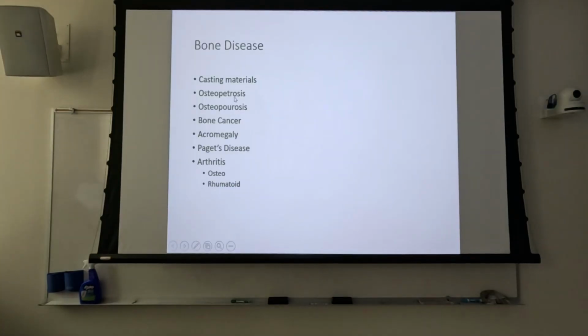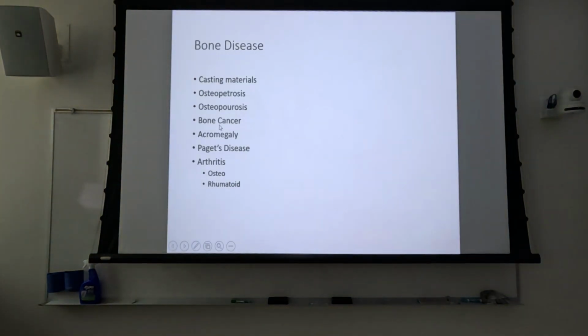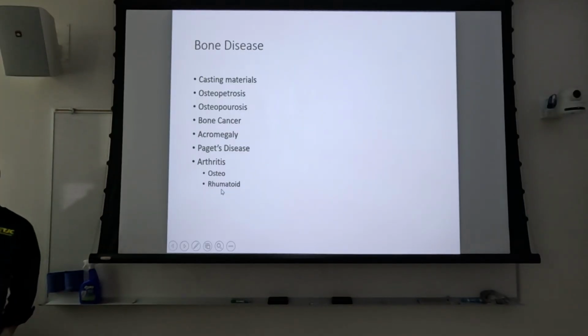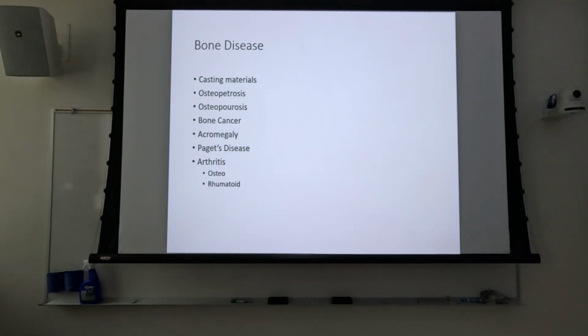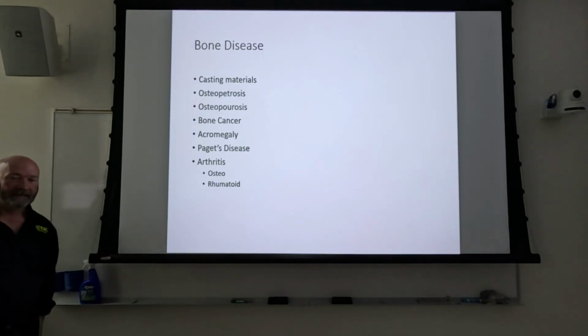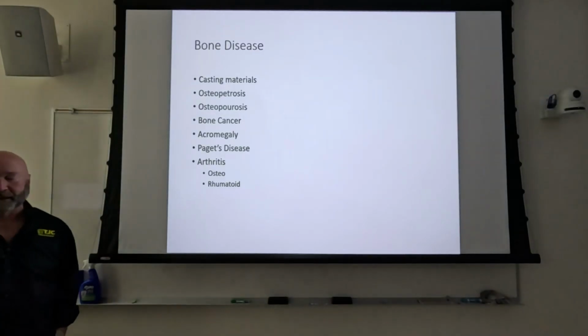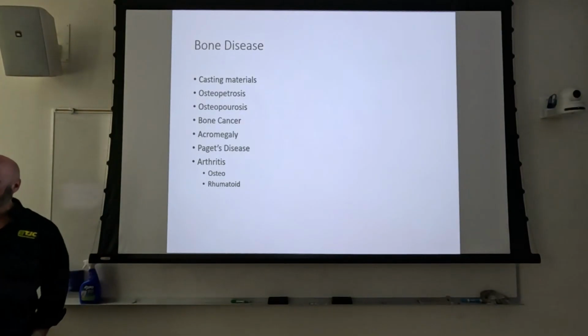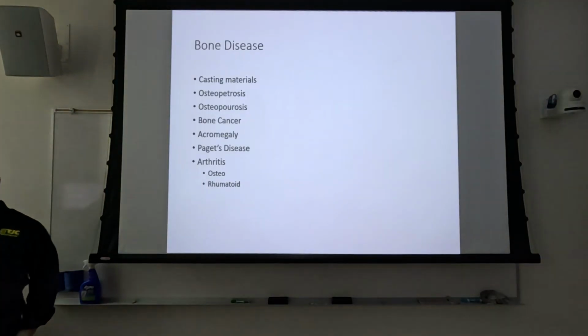We already talked about osteopetrosis and osteoporosis. We talked about bone cancer. Acromegaly follows osteopetrosis. That's a great increase in bone. Paget's disease, arthritis, you've got two. You've got osteo and rheumatoid. And with osteoarthritis, you don't really have to increase your technique, but you will see a decrease in radiographic density at the articular surfaces.